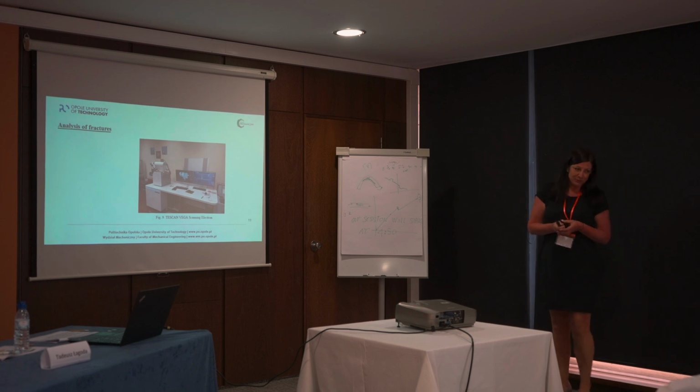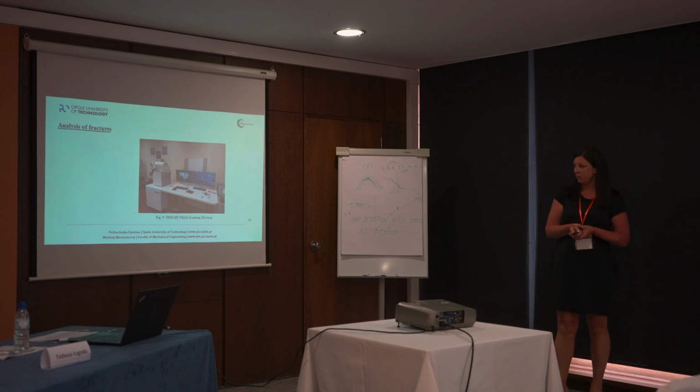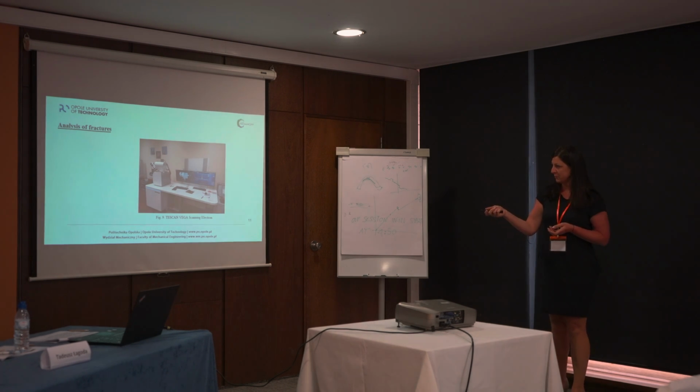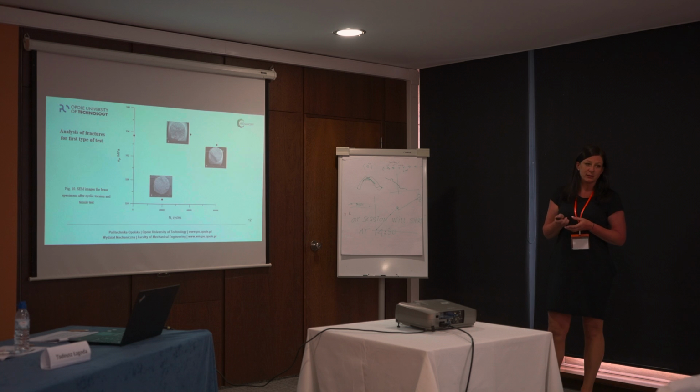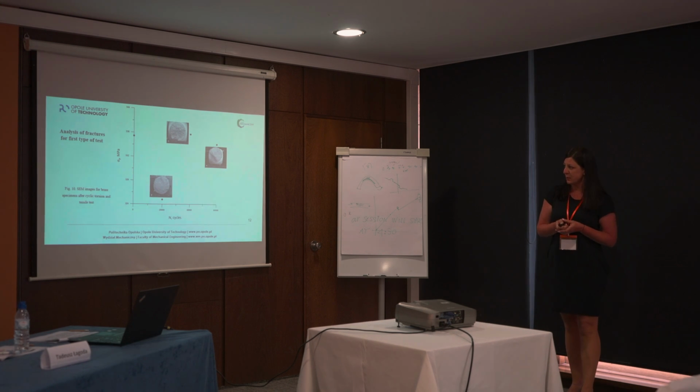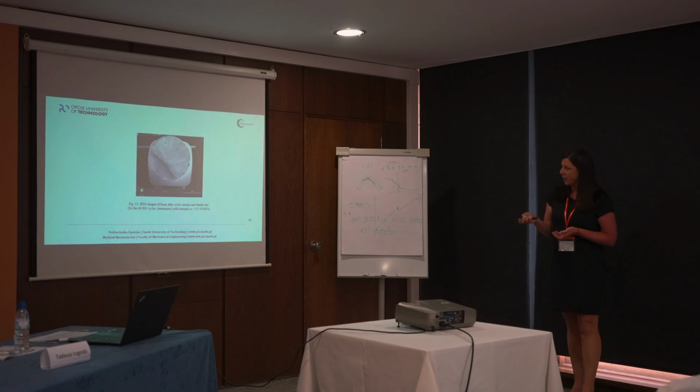Okay. So the fracture images we can observe on the scanning electron microscope operating at 20 kilovolts, and secondary electron detection was used. So now we can see the fracture for the brass specimen obtained after the first type of test, depending on the number of cycles. The next are fractures for aluminium.